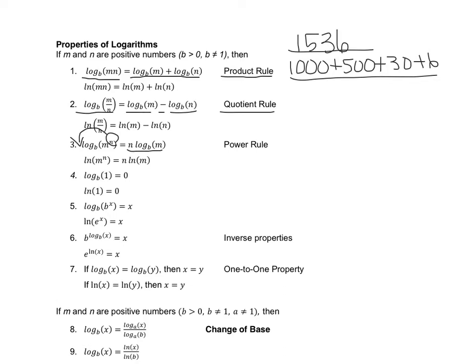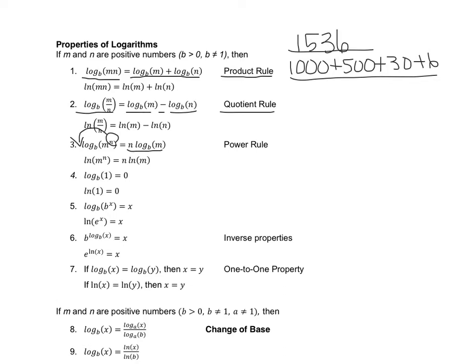And then we also have our inverse property here, where if you can make your bases match, then your answer, or what it equals, is x. So your exponent is what it equals. Same thing for a natural log. If you can make your bases match, where you have an e and an e, then your exponent is going to be whatever it equals.